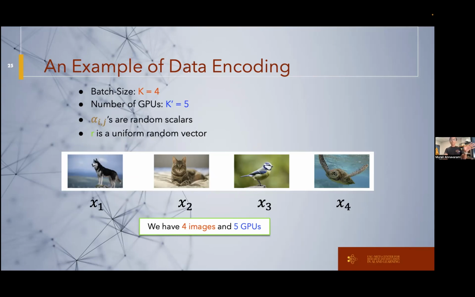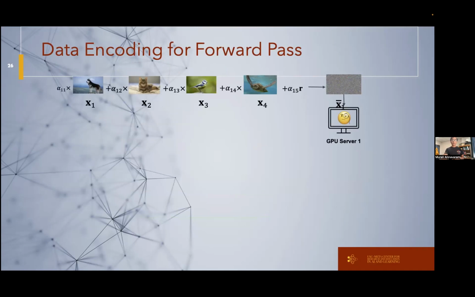So now these images are inside the enclave. I didn't show you the basics of how you encrypt the data and send it into the enclave, but that's trivial. We use AES or any other encryption mechanism, and decrypt it. It sees these 4 images, and the goal is to protect these 4 images from being visible to the GPUs. So what do we do? We are going to encode the data as follows.